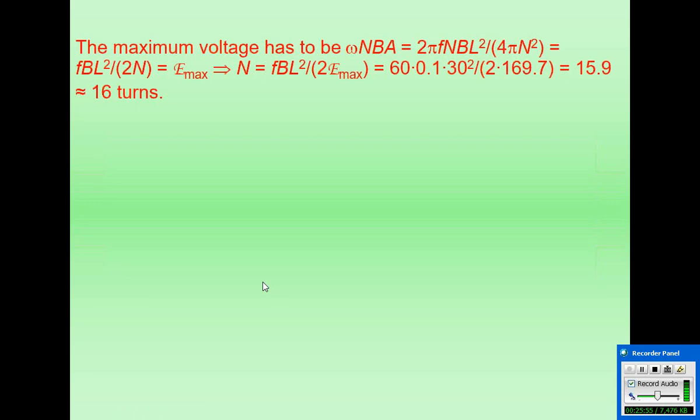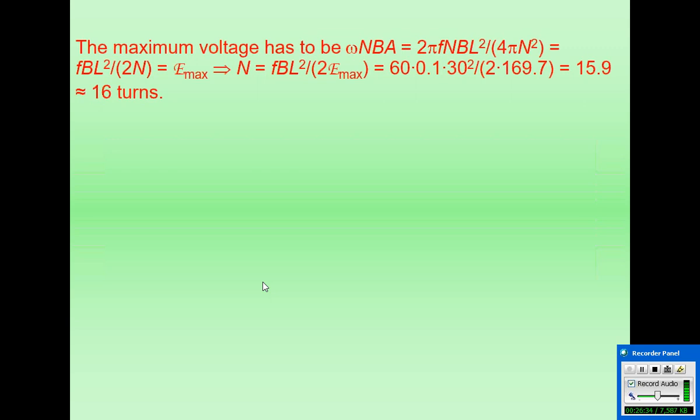The maximum voltage is going to be equal to omega times NBA. Omega, of course, is 2 pi times the frequency, and the frequency we know, it's 60 hertz. So I'm going to replace omega with 2 pi f, N is N, and B is B, but now this area A is L squared over 4 pi N squared. I can simplify it a little bit, and I set it equal to E max. And now we can solve for capital N, the number of loops, which is the only unknown left.